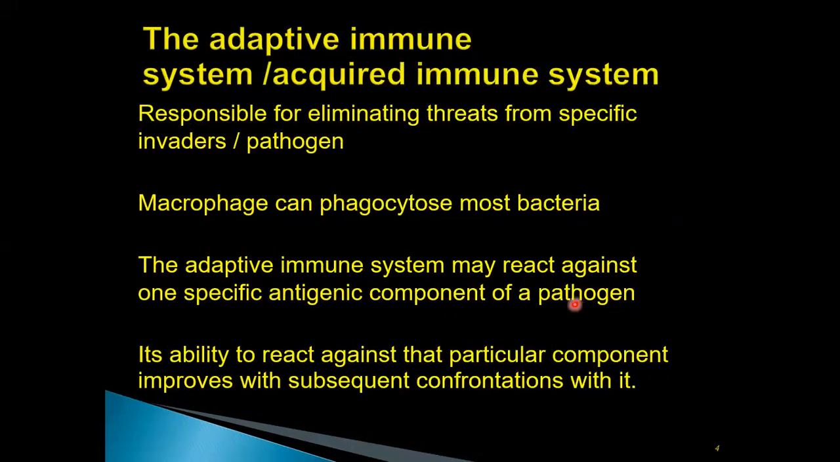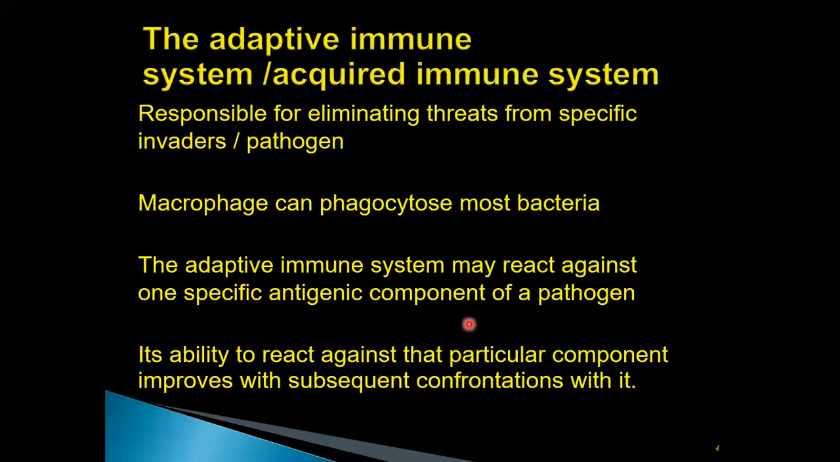Now, not necessarily E. coli has one antigenic component. It may have many antigenic components. So the adaptive immune system reacts against the specific antigenic component of the pathogen, whatever the pathogens may be. And its ability to react against the particular component improves with subsequent confrontations.